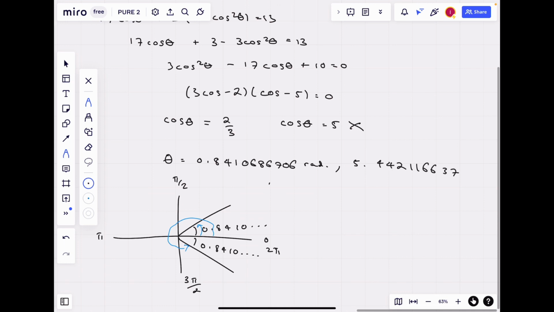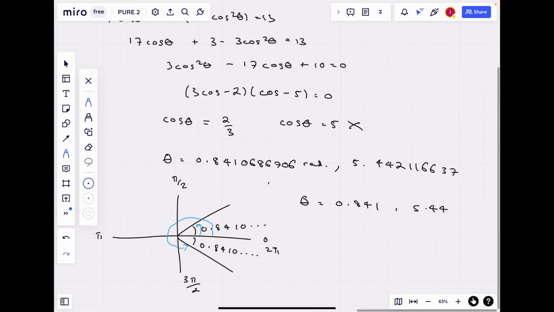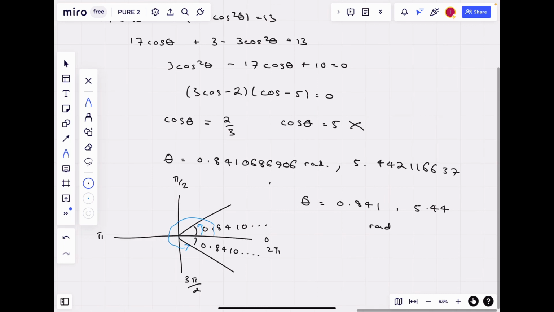5.442116637. So your two solutions are 0.841 and 5.44. Both in radians, and both to 3 significant figures. So there you go. That's it. That is how you work with the CAST diagram and solve trig equations using radians.